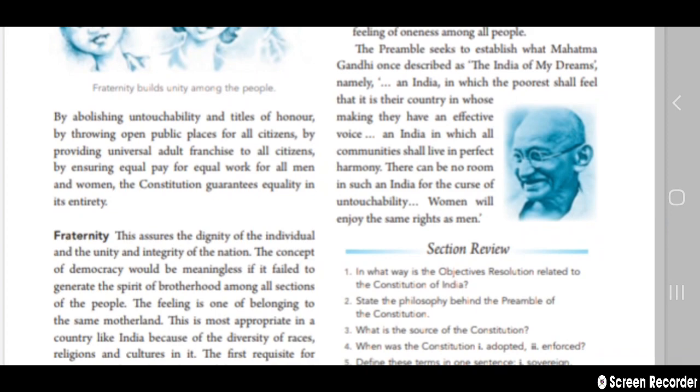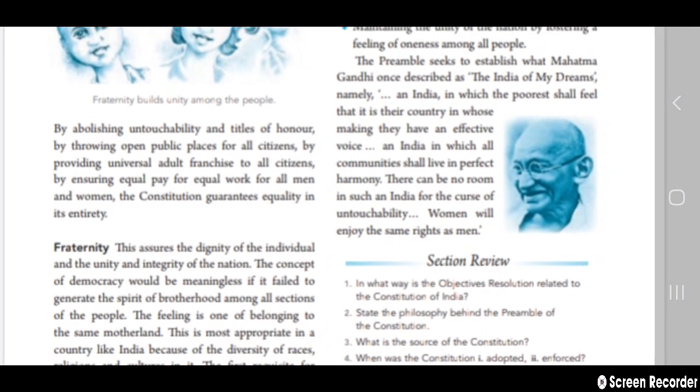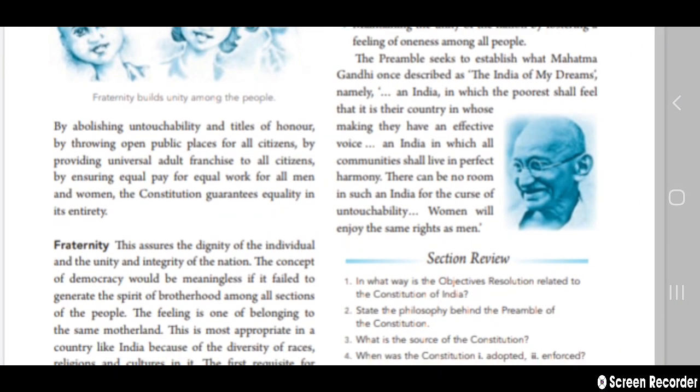Mahatma Gandhi, the father of our nation, once described the India of his dreams, namely an India in which the poorest shall feel that it is their country, in whose making they have an effective voice, an India in which all communities shall live in perfect harmony. There can be no room in such an India for the curse of untouchability. Women will enjoy the same rights as men. These were the words of Mahatma Gandhi, the father of our country.